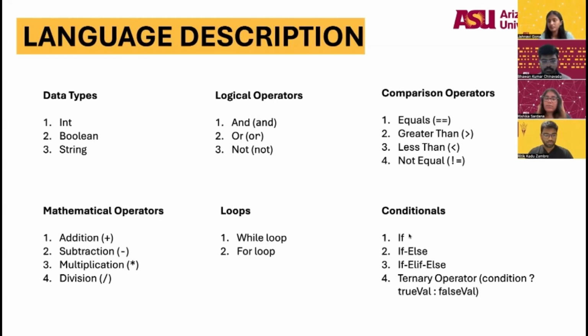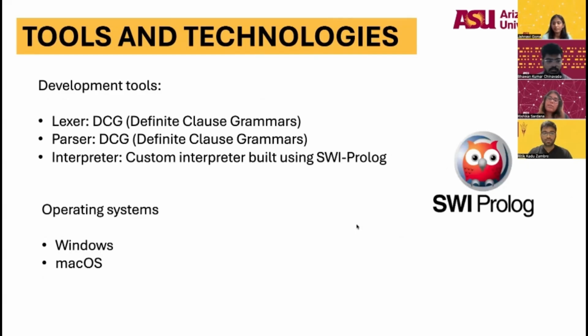Moving on to the language description. Pulsar supports basic data types such as integers, booleans, and strings. It also includes arithmetic operators like addition, subtraction, multiplication, and division. We can also use comparison operators like equal, greater than, and not equal to. We've also added logical operators like and, or, and not. For control flow, Pulsar supports both while and for loops, as well as if else and ternary conditionals. And just like Python, Pulsar is dynamically typed.